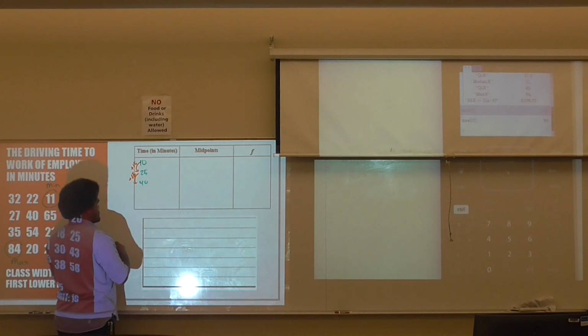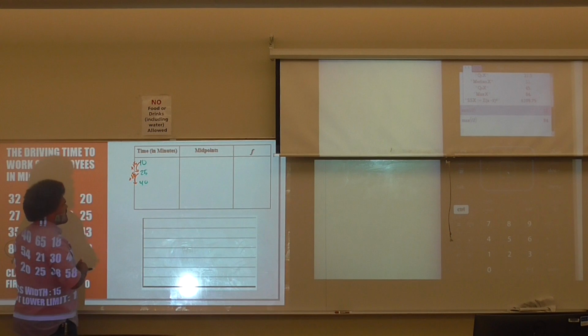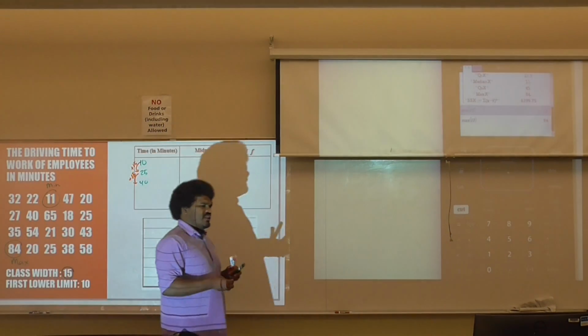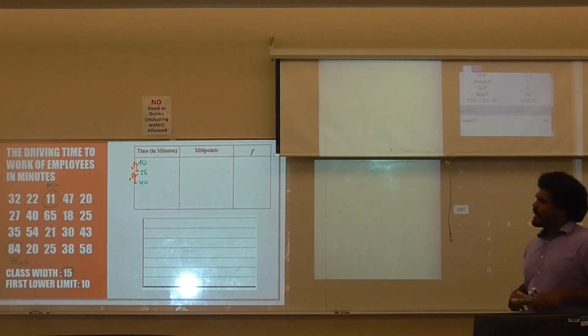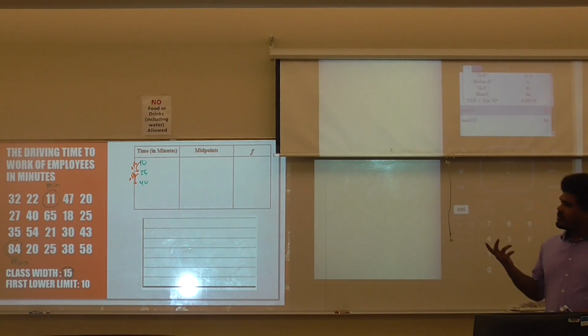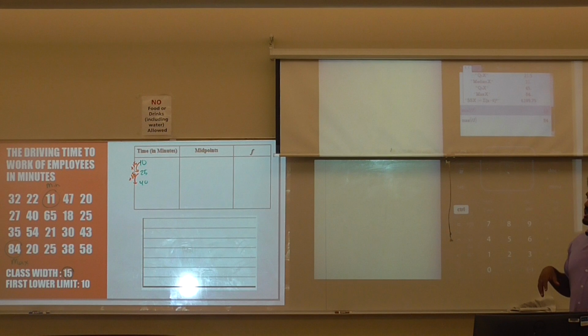And the process repeats. So I'm thinking, okay, that might be a little tedious, especially if it's decimals or big numbers. So how can I do this with my calculator to make it easier? Well, I'm going to do the same idea. I know the first lower limit is 10, so I'm going to type in 10, and I'm going to add 15. So what I'm doing by hand, I'm just having the calculator do.